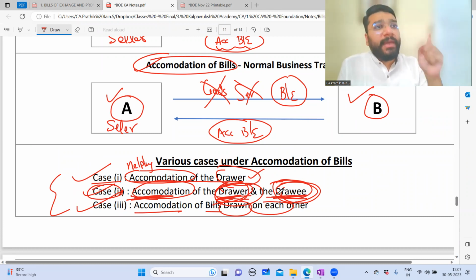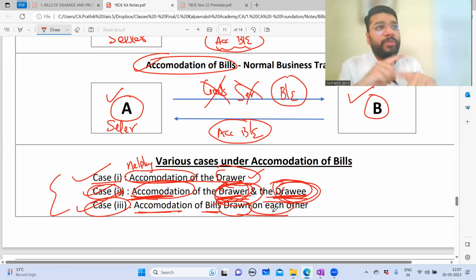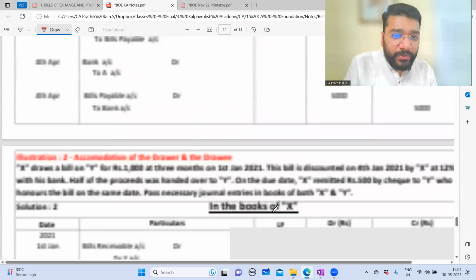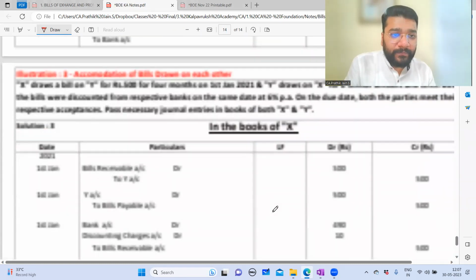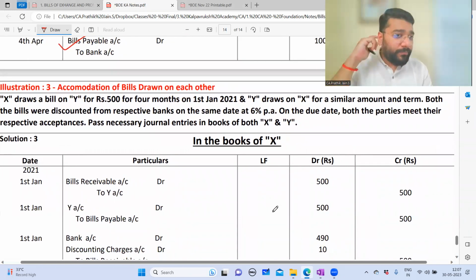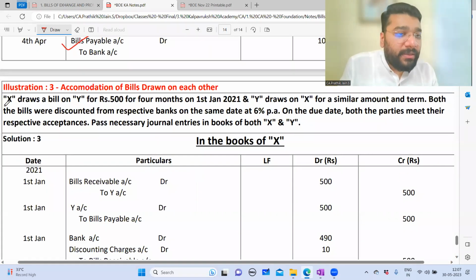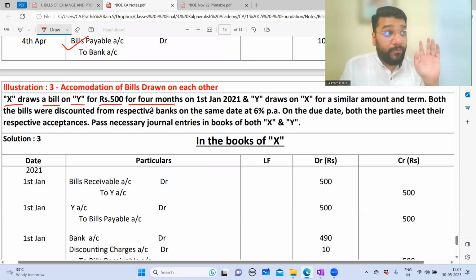In that case, we saw X draws bills on Y. X is enjoying 500 rupees, Y is enjoying 500 rupees. Now, the third case: accommodation of bills drawn on each other, which means both will draw bills on each other. That brings us to illustration 3. It says that X draws a bill on Y for rupees 500 for 4 months, on 1st Jan 2021.